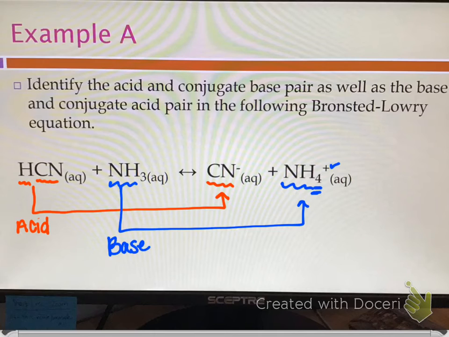The NH4 in the reverse is giving the hydrogen away. And by definition, the hydrogen donor is acting like the acid, but it is not the original acid, so we call it the conjugate acid because when the reaction runs in reverse, it does actually behave, by definition, like an acid.